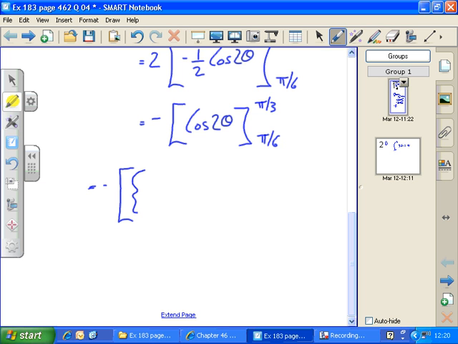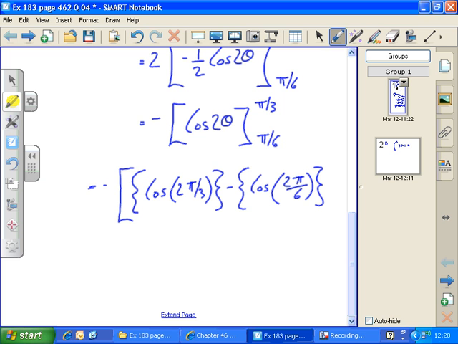Putting the top limit in, so it's the cosine of 2 times pi over 3, minus cosine of 2 times pi over 6. Don't forget to put your calculator in radians before you do the calculation, and you should get the answer in the textbook.